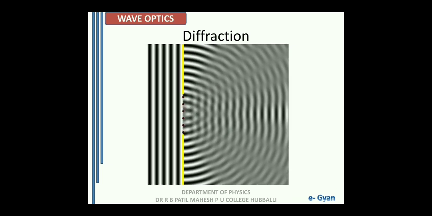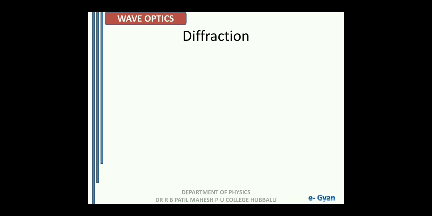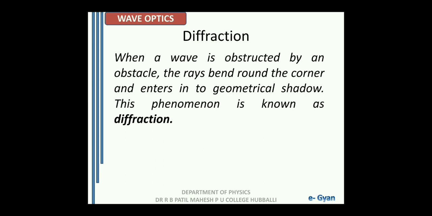How do we define this diffraction phenomenon? Diffraction can be defined as when a wave is obstructed by an obstacle, the ray bends around the corner and enters into the geometrical shadow. So this phenomenon is known as diffraction. The waves, when they fall on the obstacle, bend. So in the diagram that we saw, the slit was the obstacle and the light waves bent at the edges of the slit.